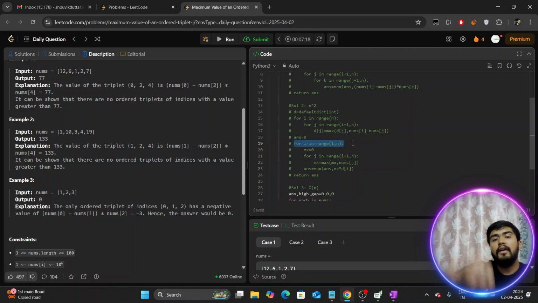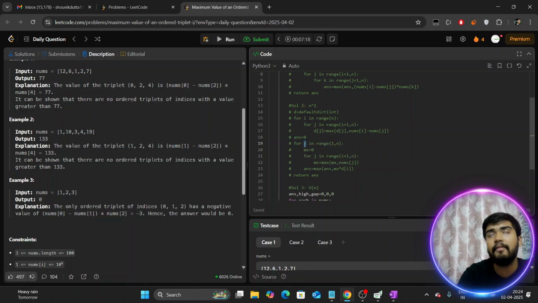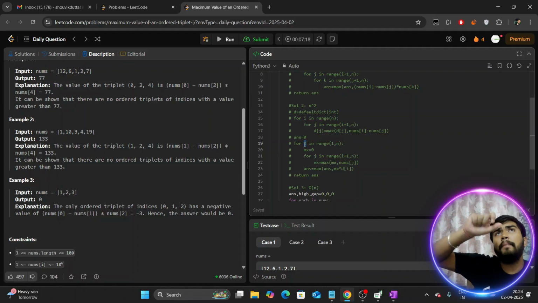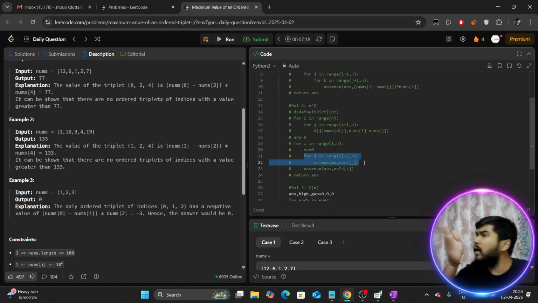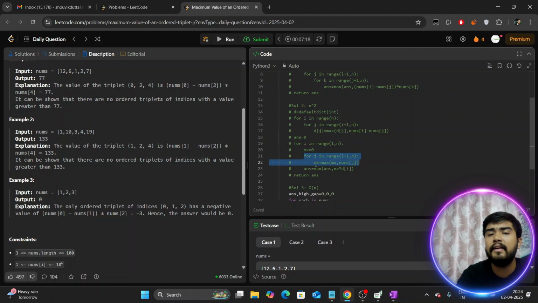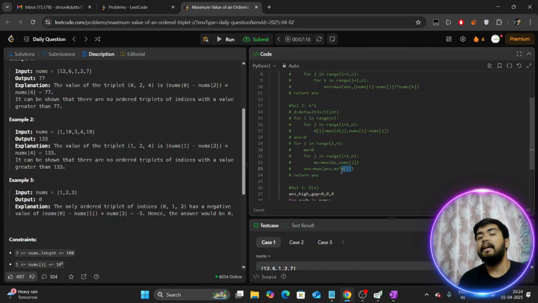D of i is storing that value, and for this particular maximum value, what is the maximum k? That we can get from this list. Standing at the ith index, what is the maximum k we can get to my rightmost? So this is going to be assigned to mx, and finally we maximize our answer with mx, which is our k pointer, multiplying it with d of i, right?